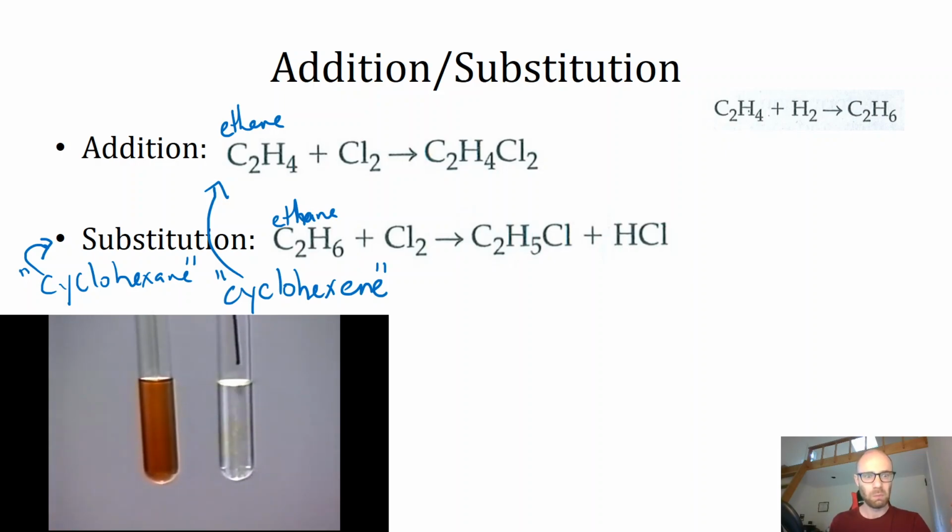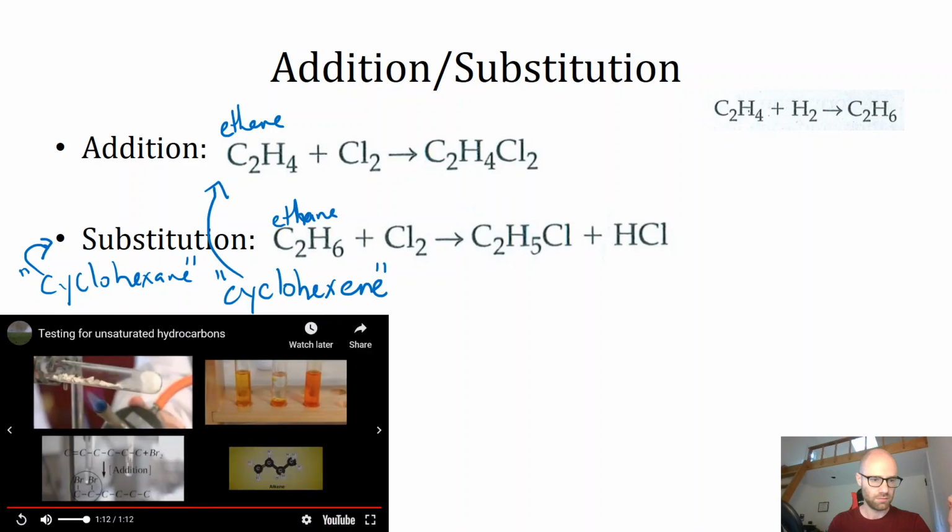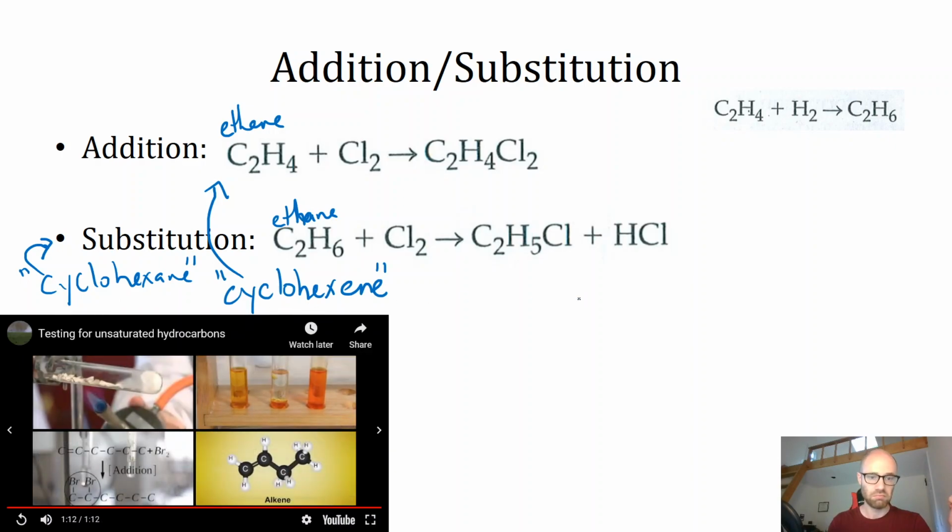This is because the bromine reacts with cyclohexene, adding to the double bond. All right then. This reaction is a very convenient test for the presence of a double bond in a molecule. Well, there you go. That's everything.